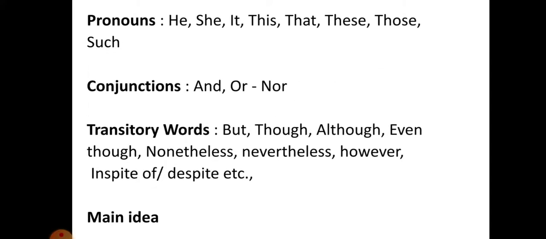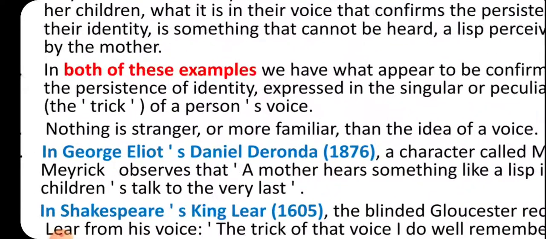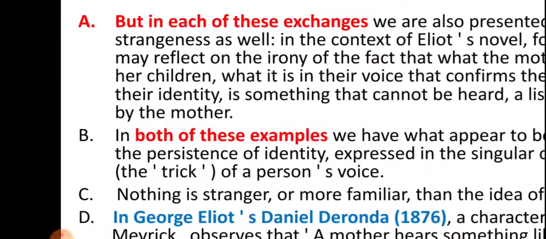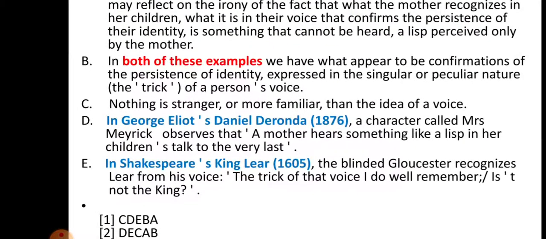Again, I'm coming back to the pronouns, conjunctions, and transitory words. Always keep these 3 in your mind. And see here, in option A there is "but", and in option B "both of these examples". That's all. So I'll start understanding from option B, actually, "in both of these examples".